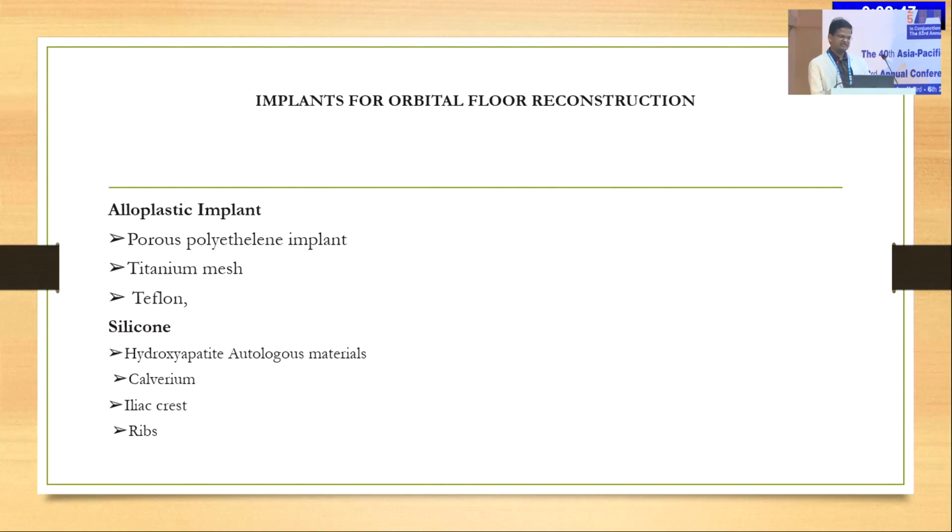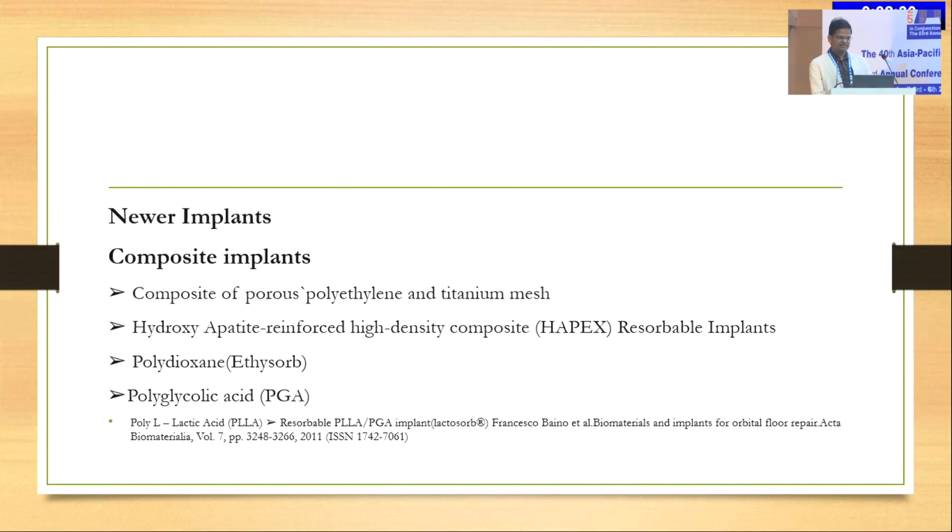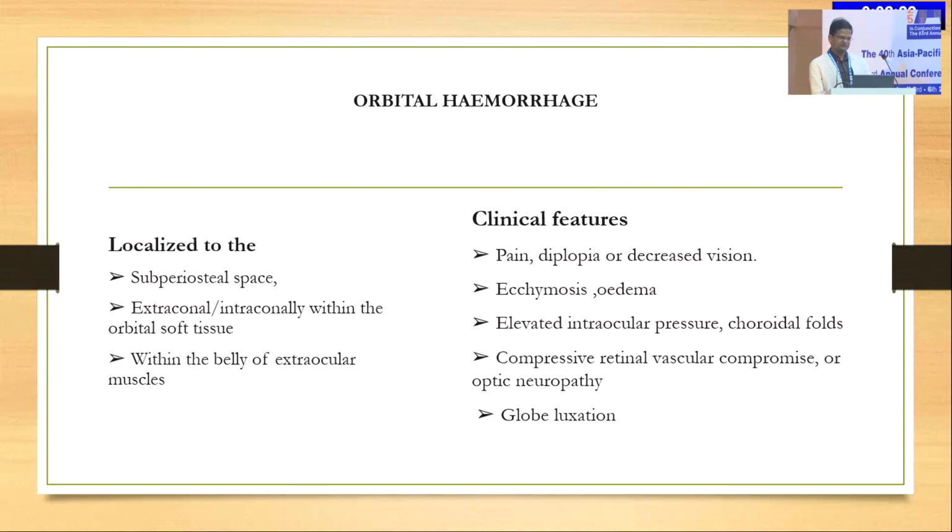Implants which we can use, different implants are available, that we can use autologous implants like calvarium, iliac crest or ribs, but most commonly we are using titanium mesh, which can be 3D modified, or 3D implants, or some PEEK implants can be used for implanting the floor fracture depending upon the size and area of involvement. Newer implants like composite polyethylene implants, titanium mesh, or polydioxanone or polyglycolic acid implants are in use also. So these are the implants for orbital fractures.